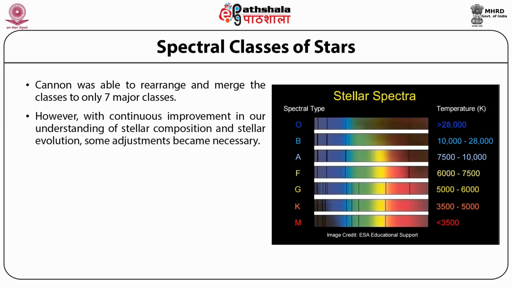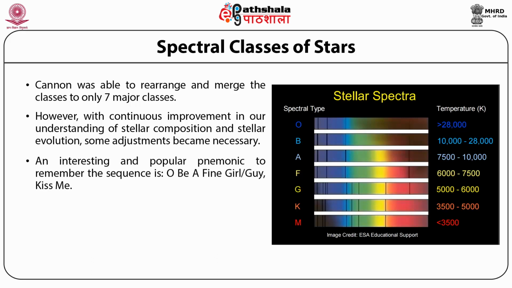However, with continuous improvement in our understanding of stellar composition and stellar evolution, some adjustments became necessary. An interesting and popular mnemonic to remember the sequence is 'Oh Be A Fine Girl, Kiss Me'. Each major class is further subdivided into 10 subclasses denoted by the numbers from 0 to 9.